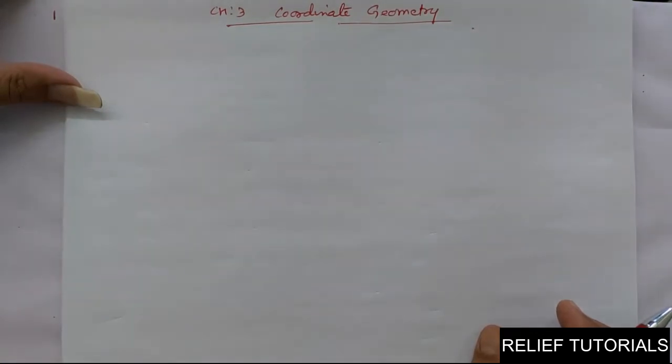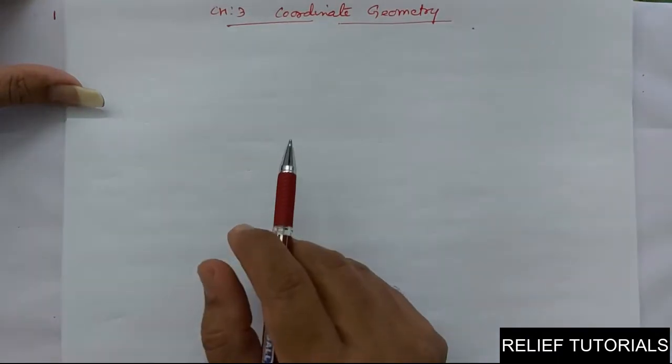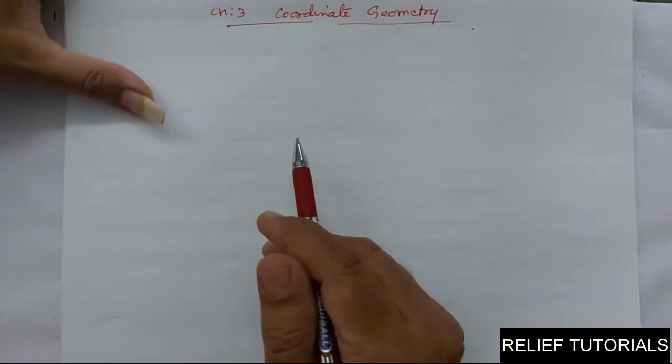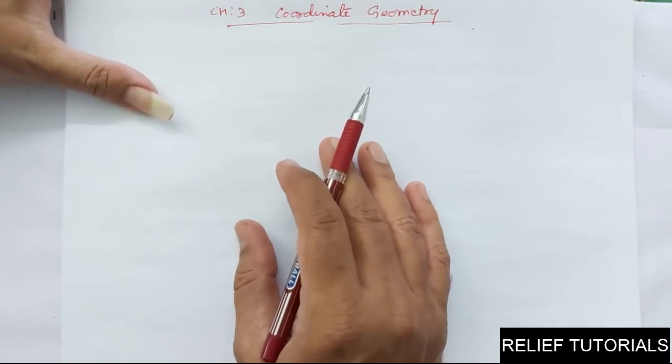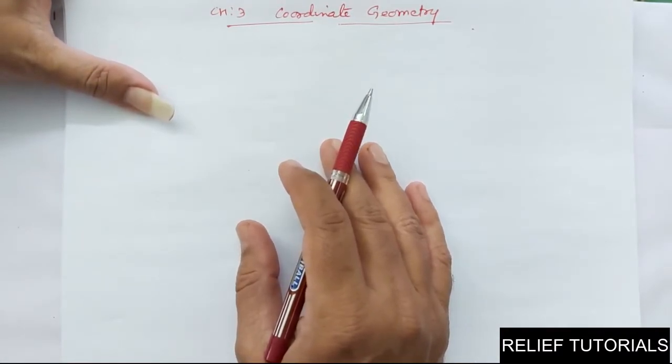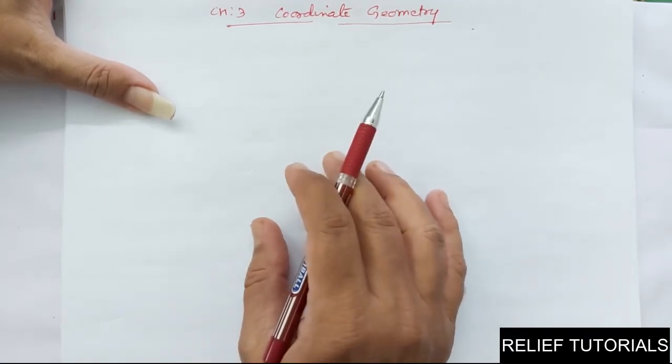Today we are going to discuss a new chapter, Coordinate Geometry, chapter 3. Coordinate Geometry is a branch of mathematics in which we study the position of any object lying in a plane with the help of two mutually perpendicular lines.